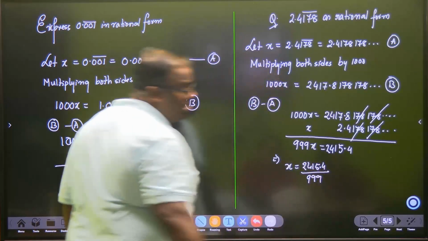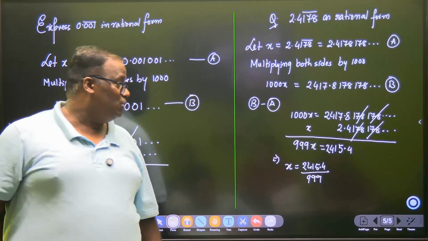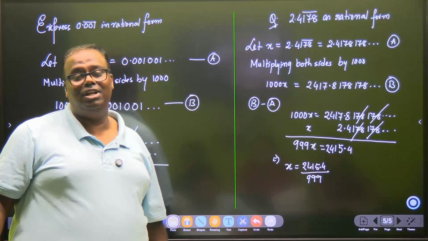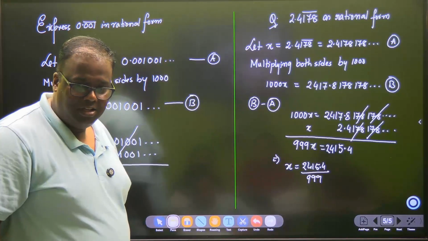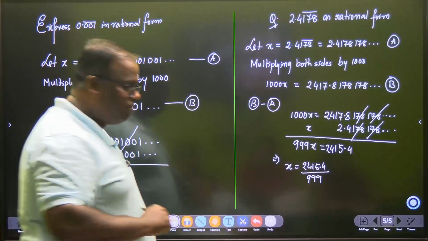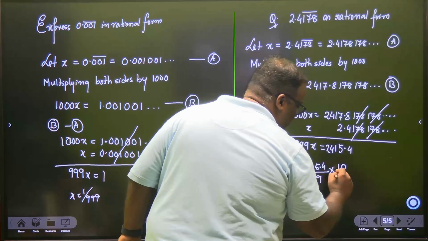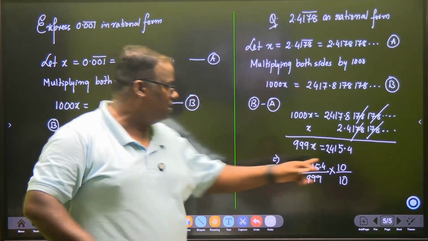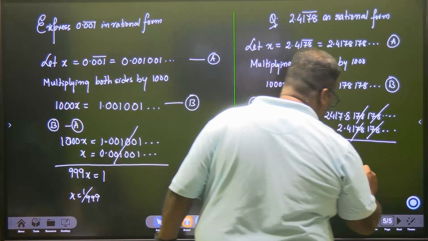And if your name is Rishika Sharma, then you'll yell out at this point, sir, I got the answer, 2415.4 by 999. But that's not correct because this is not an integer. Now, what will we do? Take a multiplier of 10. Why did I take only one 0? Because I just need to abolish the point from one digit. So this now becomes how much?